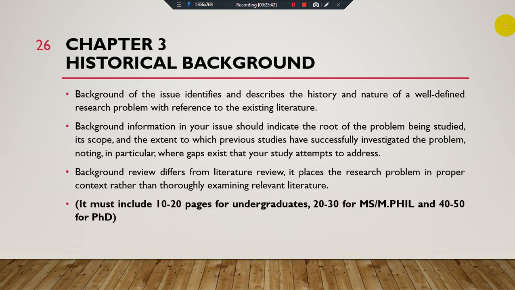Okay, the historical background for the undergraduate and for the MSc student is 10 to 20 pages, but for the MS or MPhil student you have to write the historical background of the issue or case study in 20 to 30 pages, but for the PhD student it must comprise 40 to 50 pages.